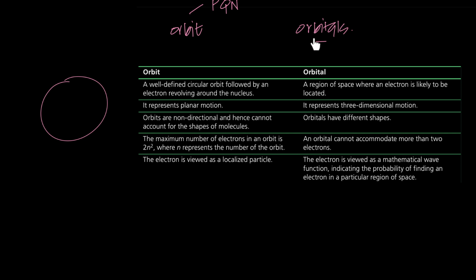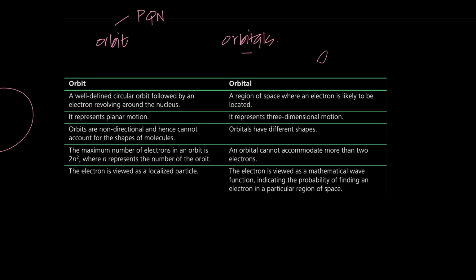We show electron in box diagrams. So an orbit represents a planar motion, but orbitals are 3-dimensional. What this means is you're showing the px, the py, the pz, and even the s orbital is in all the planes. So that's what we do with orbitals. And orbits are non-directional and hence cannot account for the shapes. Orbitals have different shapes.